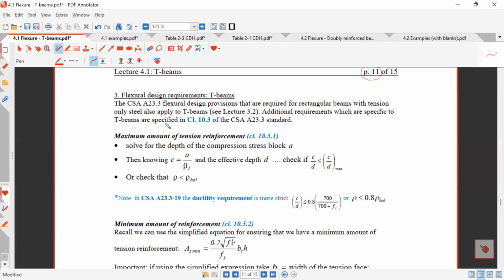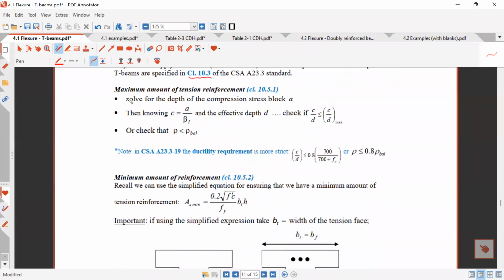In fact, the design requirements for T-beams are exactly the same as for rectangular beams, except there's one extra clause, but I've put everything again for you so we remember. The CSA flexural design provisions that are required for rectangular beams with tension-only steel apply to T-beams as well. However, there are additional requirements specific to T-beams, and these are given in clause 10.3.